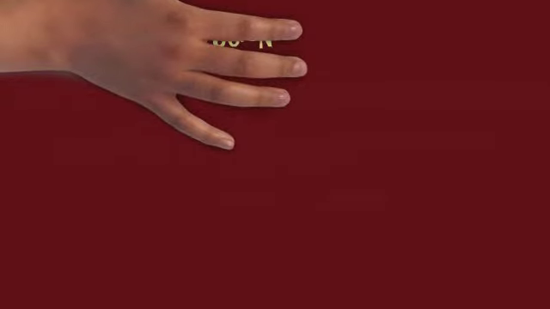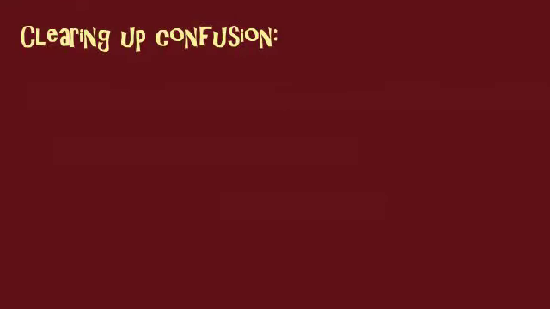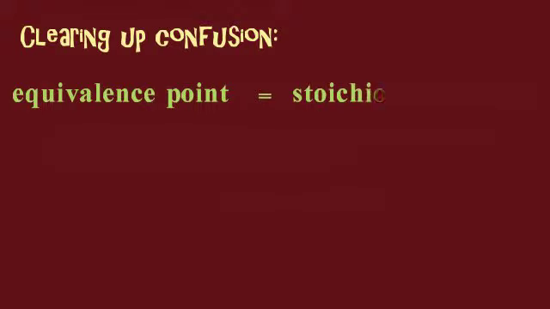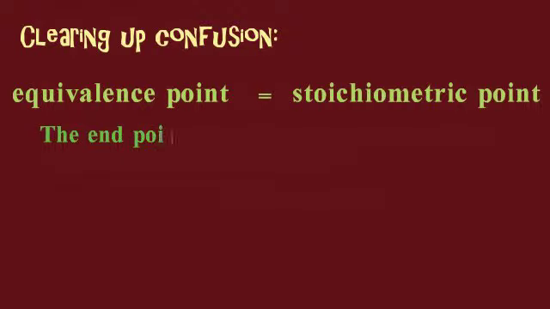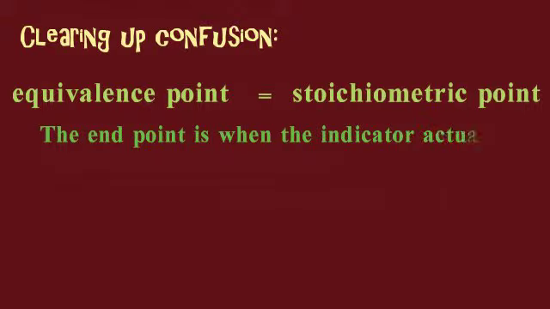I want to clear up a little bit of confusion on the equivalence point. The equivalence point is also known as the stoichiometric point. You cannot see this. This is when the exact number of hydrogen ions equals hydroxide ions. What we can see, however, is the end point. The end point is when the indicator actually changes. That's when you can see it.